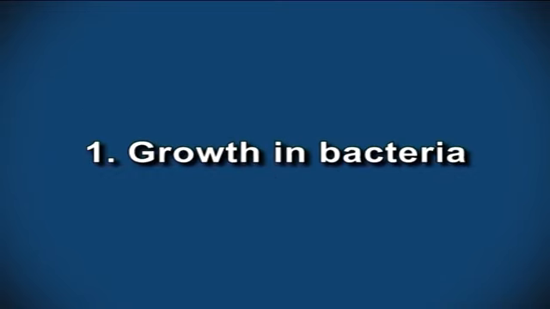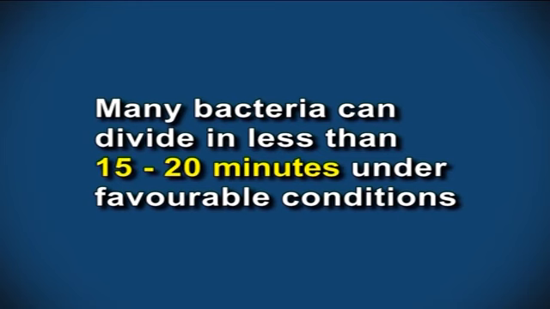Now, growth in bacteria. Bacteria multiply by binary fission. A single bacterial cell divides into two after the development of a transverse cell wall between them. Many bacteria can divide in less than 15 to 20 minutes under favorable conditions. During the cell division, complex biochemical changes take place. These are synthesis of polymers, subcellular components and other required materials.